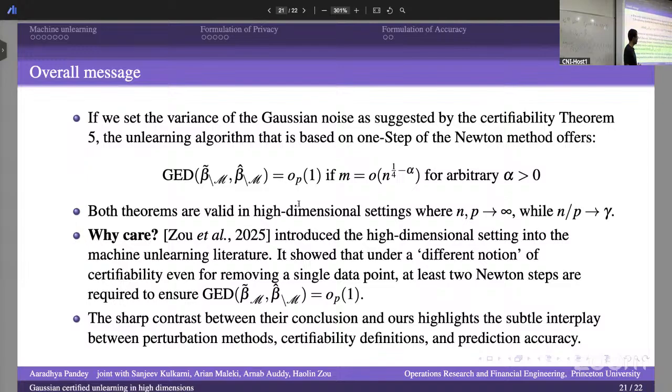And there the claim was, under almost all possible notions of privacy, not all, but they focused on epsilon and epsilon delta, 1 Newton step is enough. That's what they showed in low dimension, and their proof failed when taken to high dimension. So this paper showed all previous results fail in high dimension, and 2 Newton steps are required under epsilon privacy if I want generalization error to go to 0. So now we reinstate the status back to where it was, but also in high dimension.